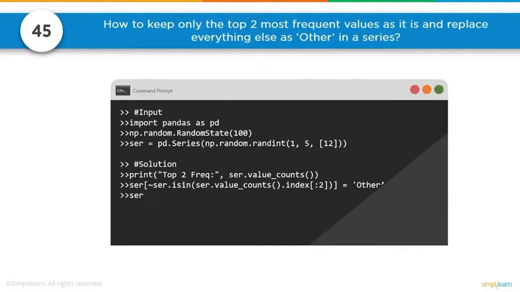And so the solution for this is we go ahead and create a pd.Series, remember the capital S. We're going to print the top two frequencies, and that is our series.value_counts. And then we take series.value_counts().index up to 2. So we're going to take everything up to 2. And then we'll do the series isin. So if it's not in the first 2, then it's going to equal 'Other'.